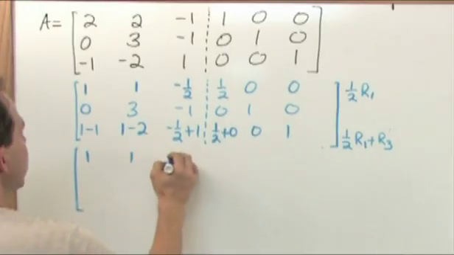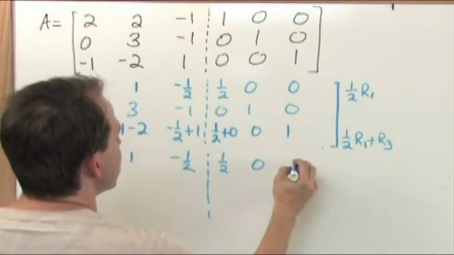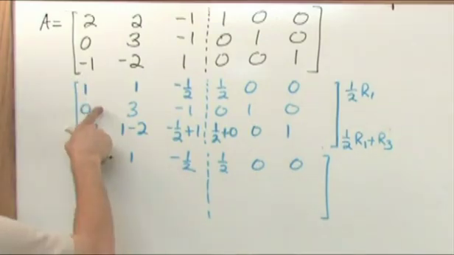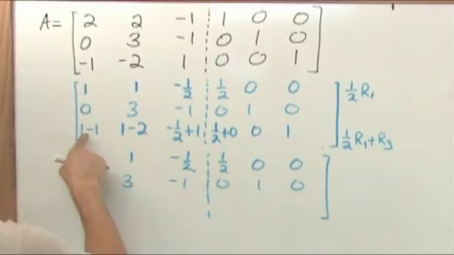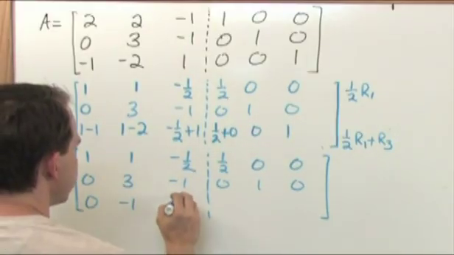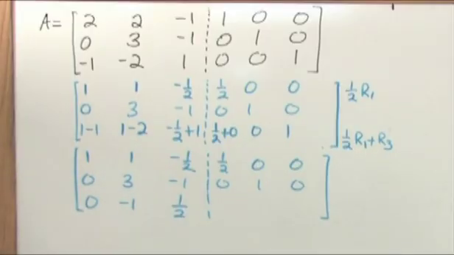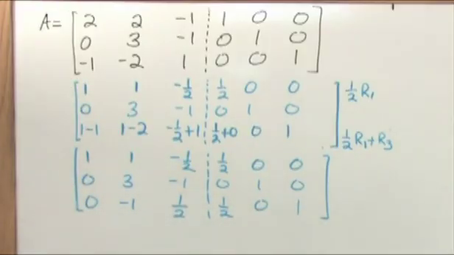So we have 1, 1, -1/2, augmented with 1/2, 0, 0. Okay? Next line, 0, 3, -1, 0, 1, 0. Next line, 0. This gives me -1. This, 1/2 plus -1/2 plus 1, you should think about that for a second. It gives you positive 1/2. Okay? And then over here, 1/2 plus 0 is 1/2, and you have 0, 1. So let me double check myself here. 1, 1, negative 1/2, 1/2 cross there. Got that. Everything looks to be correct, okay?